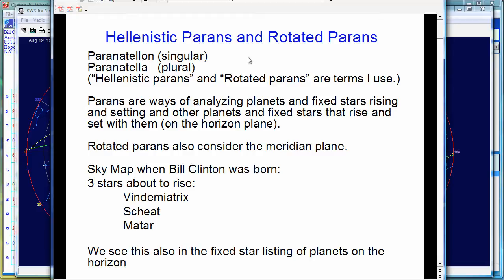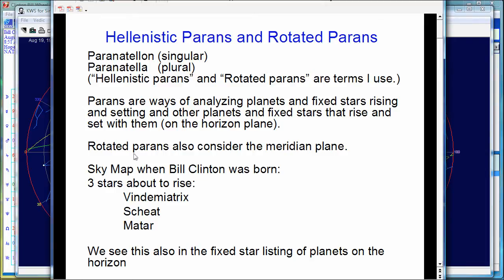So parans are about planets or fixed stars rising and setting. So when a planet or fixed star is rising or setting, it's on the horizon plane, right? I mean, that's a different way of saying the same thing. It's on the horizon plane. And we're particularly interested in when two stars or planets are on the horizon plane.